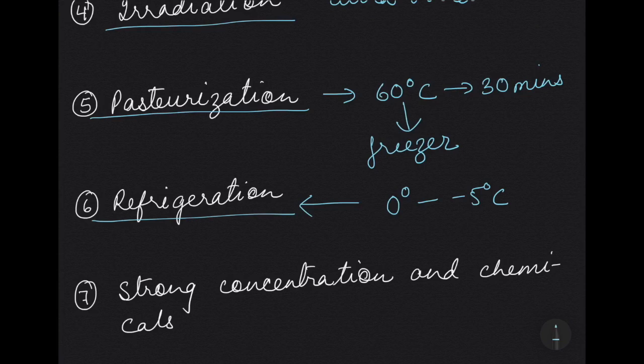Okay, deep freezing cools at -20 degrees Celsius to -30 degrees Celsius for long-term storage. Especially in shops and all, they use deep freezers.